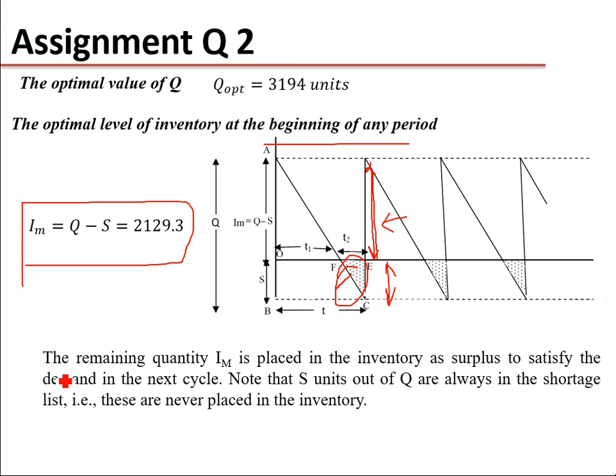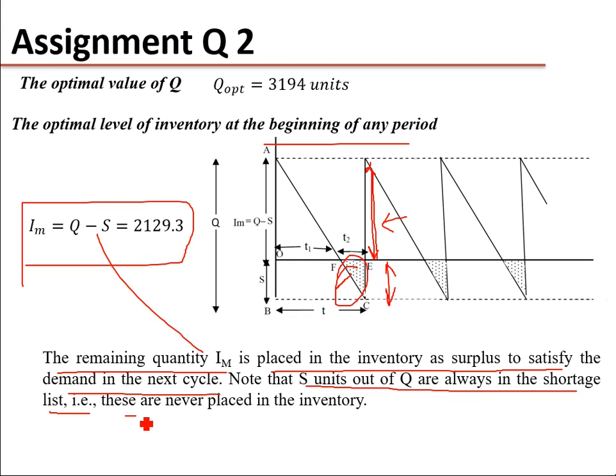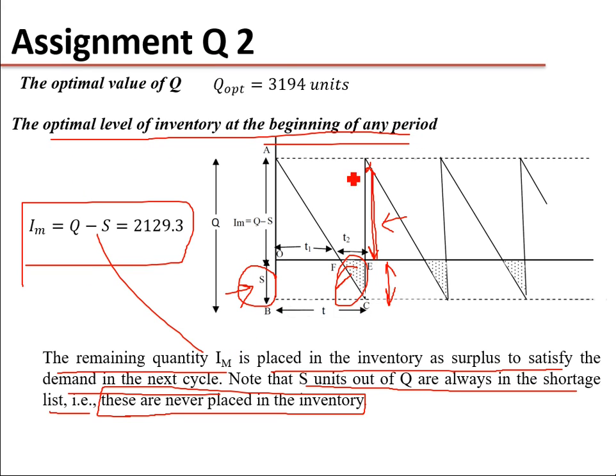This thing I have mentioned over there, the remaining quantity, that is IM, is Q minus S, is placed in the inventory as surplus to satisfy the demand in the next cycle. Note that S units out of Q are always in the shortage list, that is they are never placed in the inventory. This thing I have already told you, that S we are not going to put in the inventory, because this is going to compensate the back orders over there. So this is the optimal level of inventory at the beginning of any period.